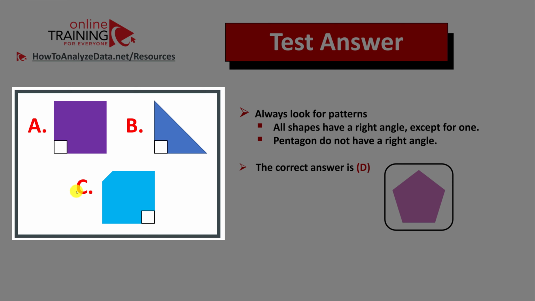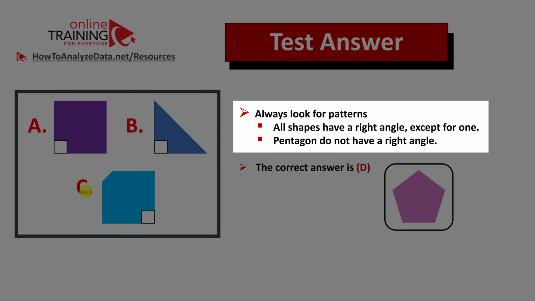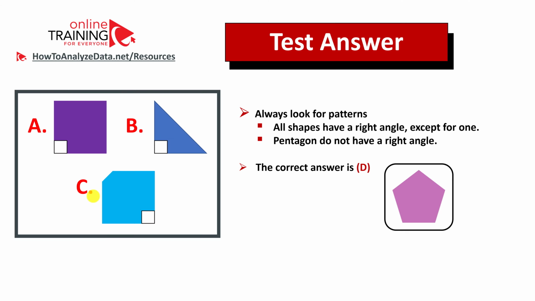What's interesting here is choice C was designed to mislead you because choice C has a cut corner. But the correct answer for this question is choice D. Let's recap. Always look for patterns. All shapes here have the right angle except for 1, and the pentagon does not have the right angle. That's why you should select choice D, which is the pentagon. Hopefully you've nailed this question and now know how to answer similar problems on the test.